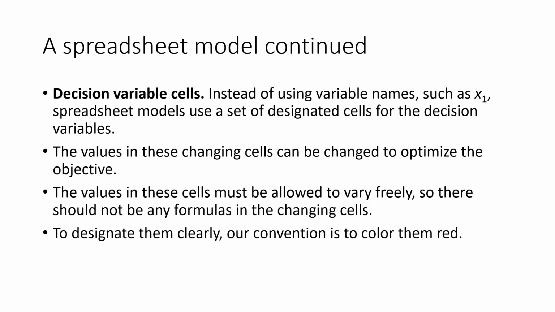Our decision variables, or our changing cells, typically are colored pink, and these are the things that we are allowed to change. The values in these cells must be allowed to vary freely, so there should not be any formulas in the changing cells. This slide mentions that to designate them clearly, the convention is to color them red. They call it red, but it really does look more pink.